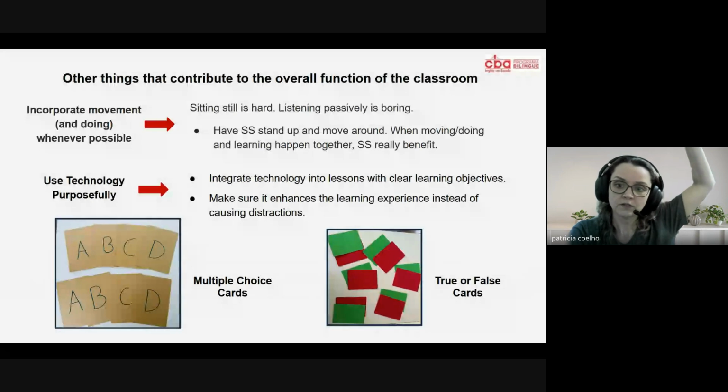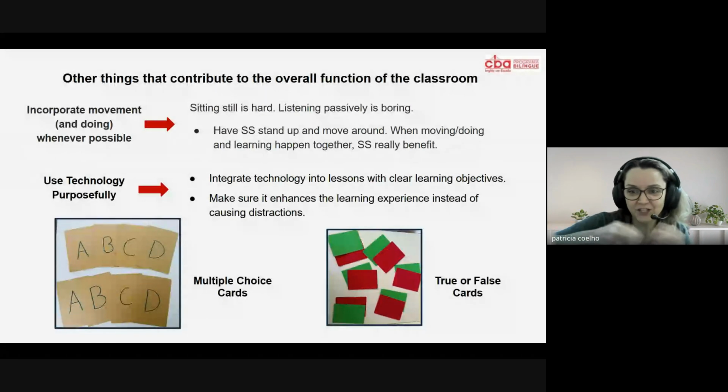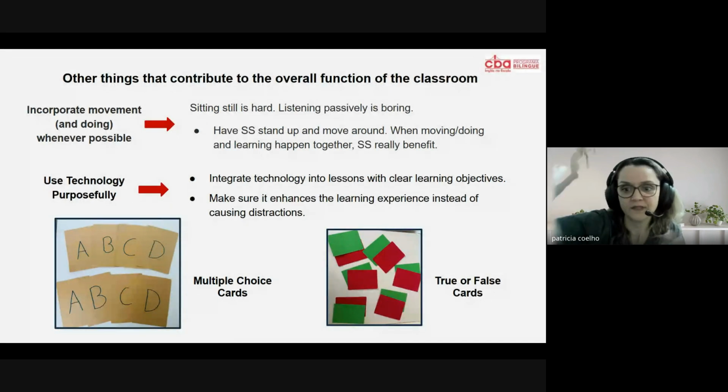True or false. So, do you agree that this is movement? It's doing, it's touching. We are touching something, the paper, the card. We are discussing and we are moving. This is movement, even if they are not standing up.